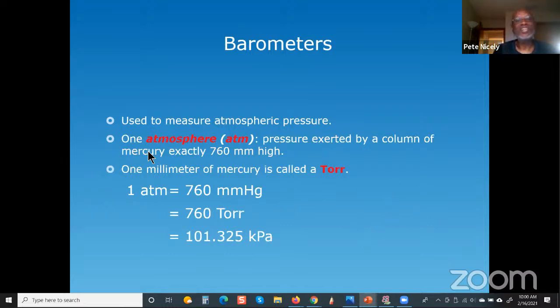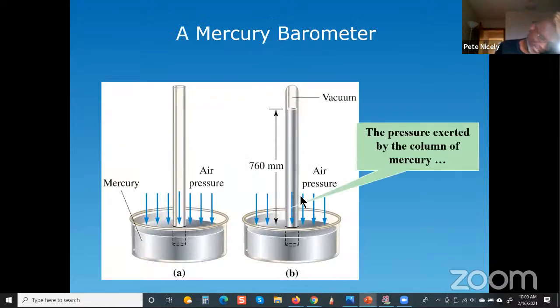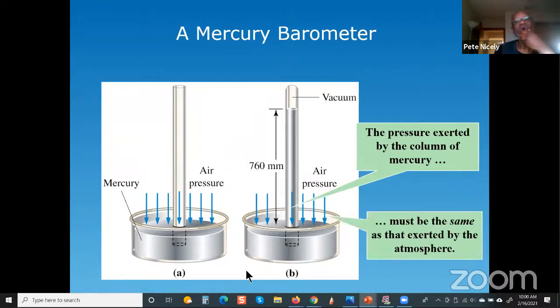In fact, here's a definition of the relationship between the atmosphere unit and the millimeter mercury unit. 1 atmosphere, by definition, is the pressure exerted by a column of mercury exactly 760 millimeters high, all right? And we're going to see it in this diagram here. So what we're looking at in this diagram here are 2 troughs filled with mercury, and the choice of liquid in this case is very important, which we're going to explain later on, all right?